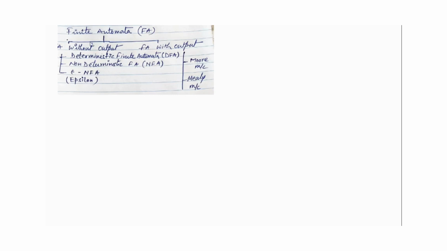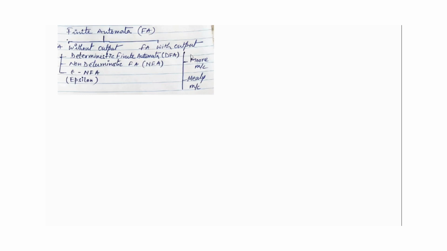So I am repeating, finite automata is of two types. The first is finite automata without output, and the second is finite automata with output. The finite automata without output is divided into three categories. The first is deterministic finite automata, which is DFA. The second is non-deterministic finite automata. And the third is epsilon NFA, epsilon non-deterministic finite automata. Okay, so hope this is clear to you.